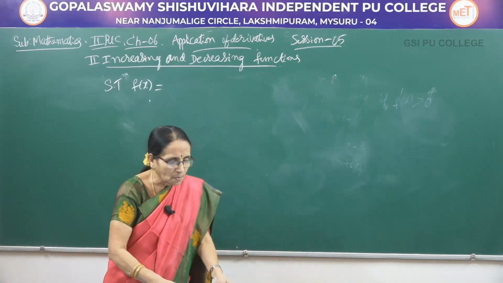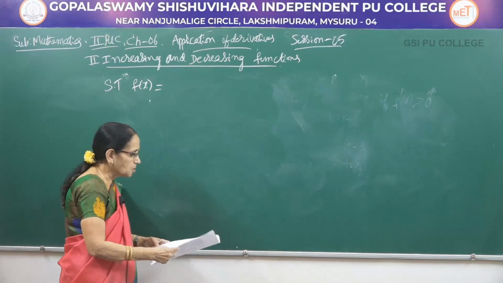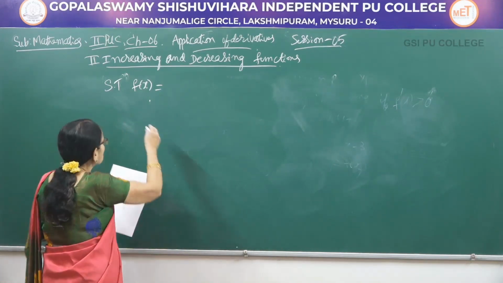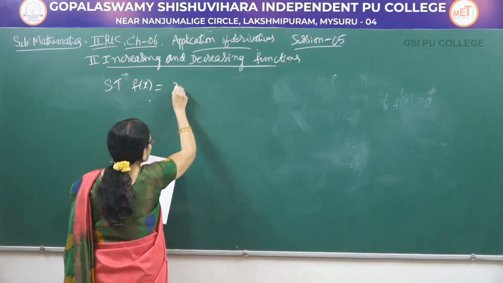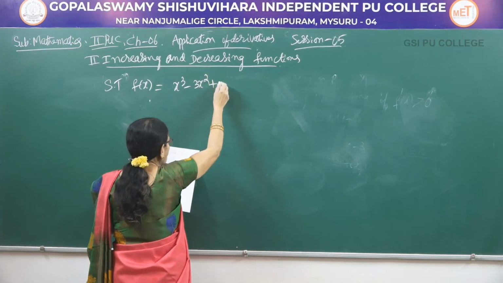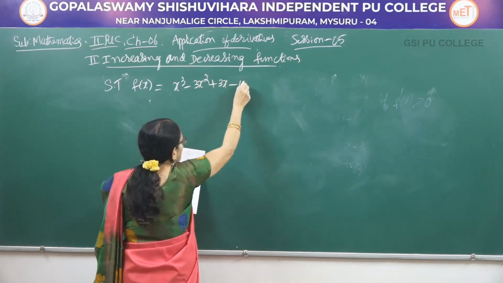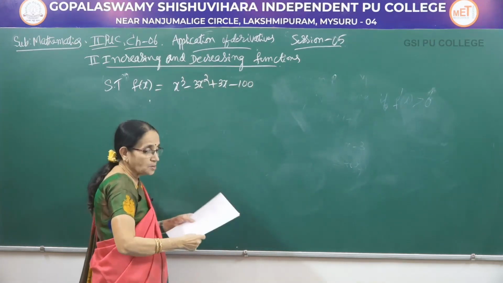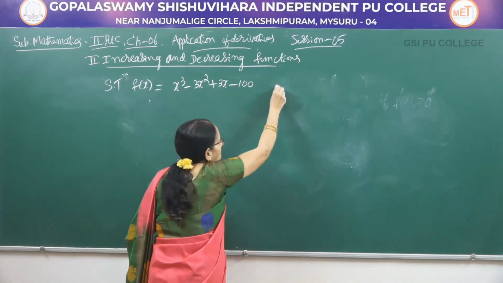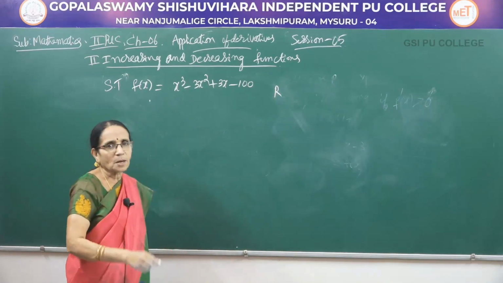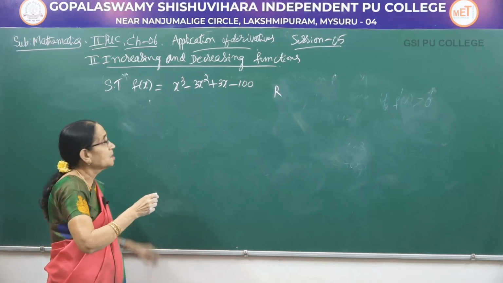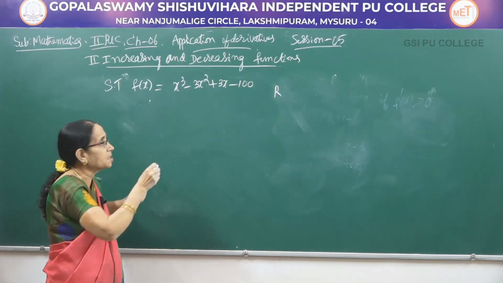Another problem here: show that the function f of x equal to x cube minus 3x square plus 3x minus 100 is again an increasing function on the set of the real numbers. Here also I am considering only the set of real numbers. So, here as it is, taking x1, x2, we cannot come to any conclusion.